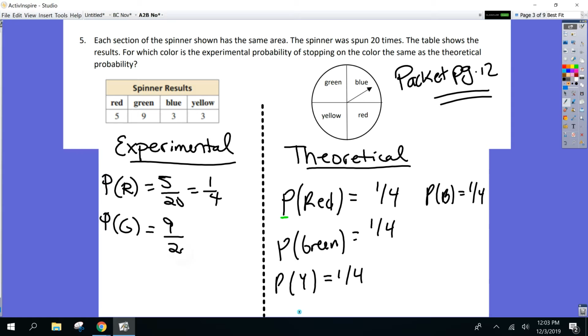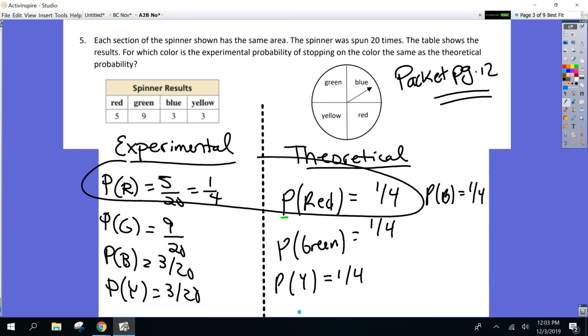Everyone see why it's different than the 1/4 we got? This is experimental. Probability of a blue: 3 blues out of 20. And then the probability of a yellow, 3 out of 20 as well. Let's guess which one the experimental and the theoretical match each other for, what color? For the red.